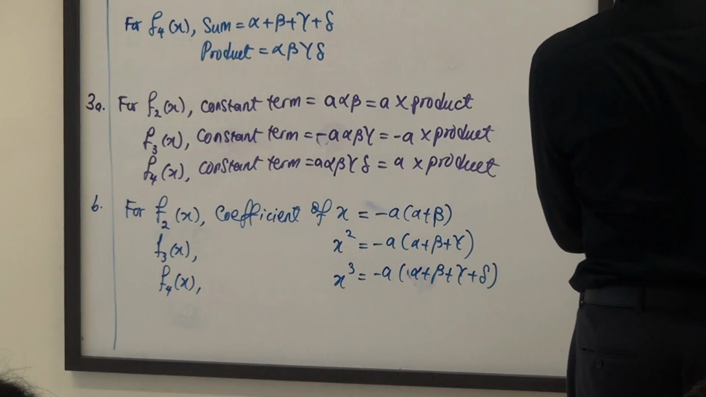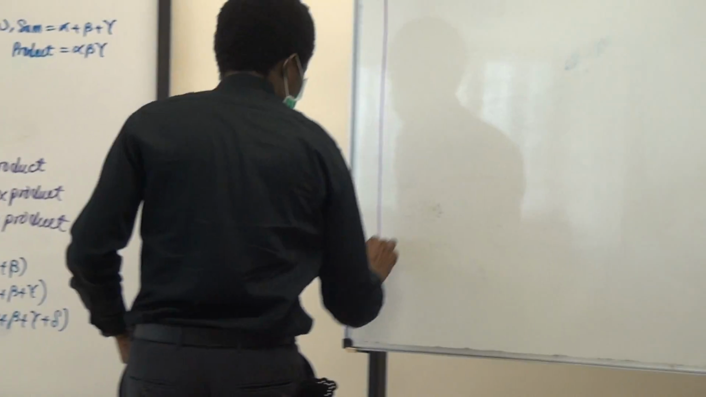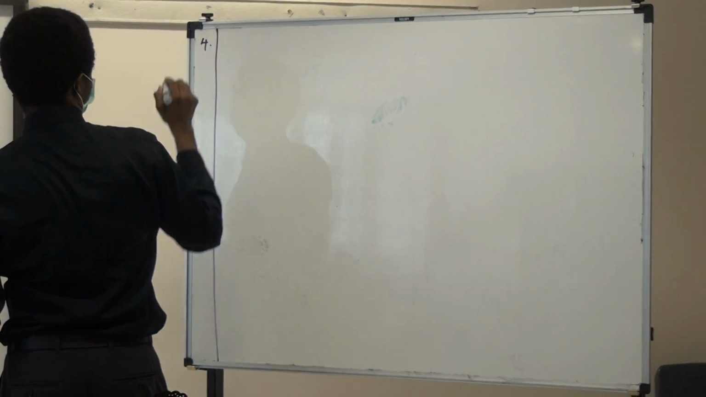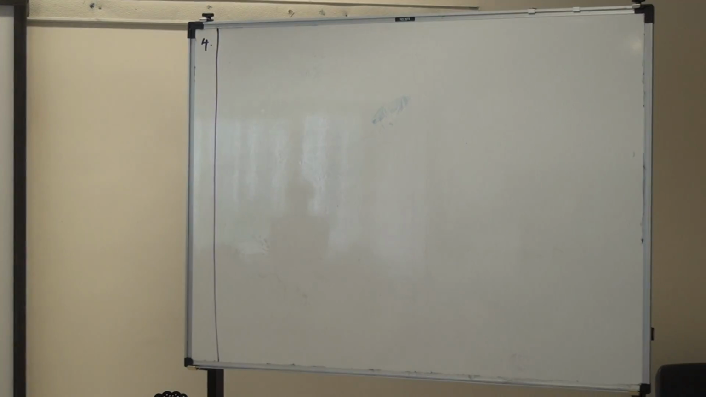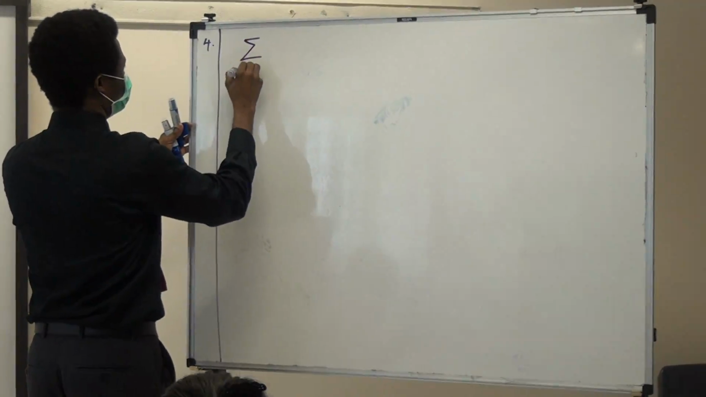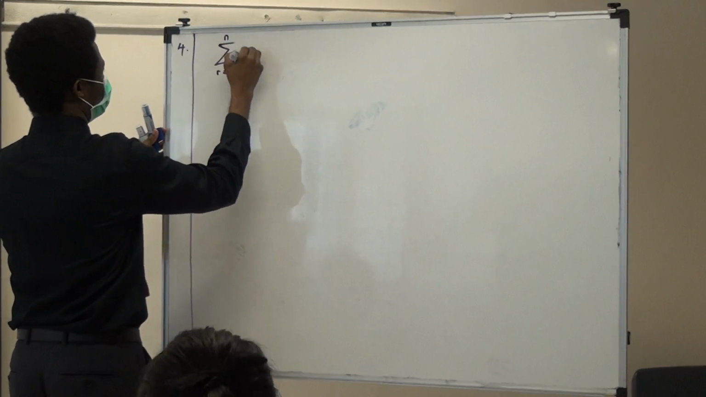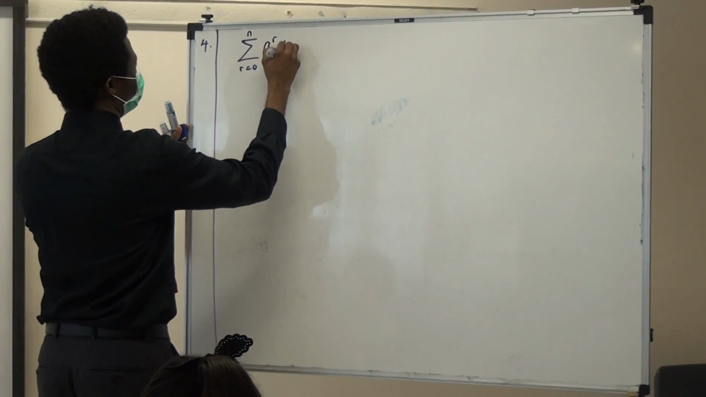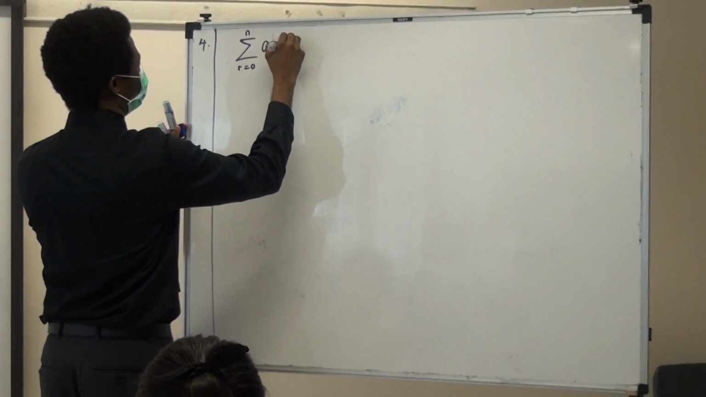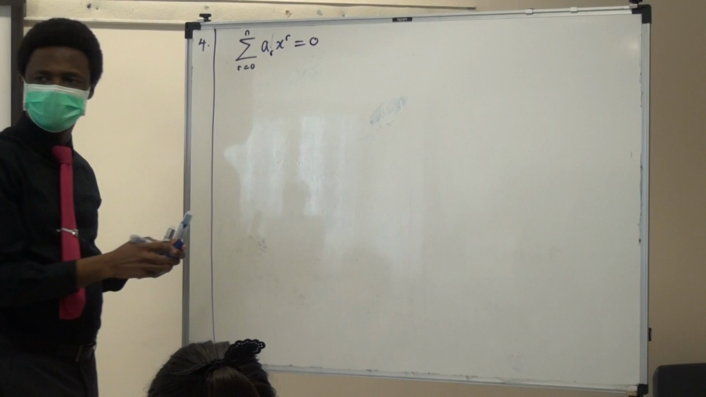Question 4, which is the main observation. Question 4 now says, generalize your observation for a polynomial of degree n. Generalize the observation in question 3 for a polynomial equation. So this is a polynomial equation: sigma r from 0 to n of a_r x raised to power r is equal to 0, right?